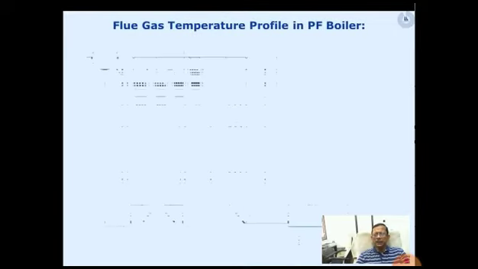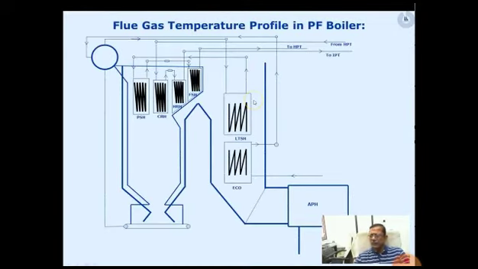So first we take a look at the gas temperature profile of, in this case, a pulverized coal-fired furnace. Now, in the furnace region, the temperature usually remains in the region of 1100 to 1200 degrees centigrade. Near the platen superheater inlet, the temperature comes to around 900-950 degrees. Near the final superheater inlet, it comes to around 800-850 degrees. When it passes the final superheater, that is called the furnace exit temperature, that is usually in the region of less than 700 degrees centigrade.